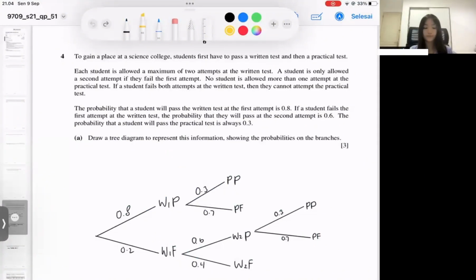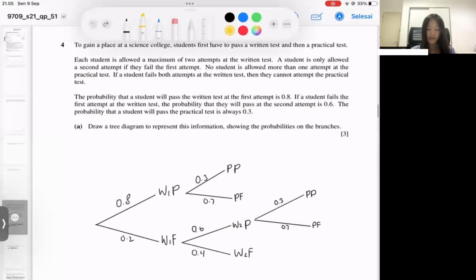On to Question 4. Let us see the problem that they have given us. To gain a place at a science college, students first have to pass a written test and then a practical test. Each student is allowed a maximum of 2 attempts at the written test. A student is only allowed a second attempt if they fail the first attempt. No student is allowed more than 1 attempt at the practical test. If a student fails both attempts at the written test, then they cannot attempt the practical test.